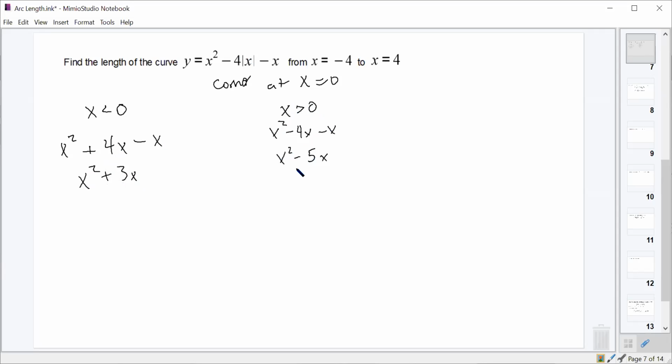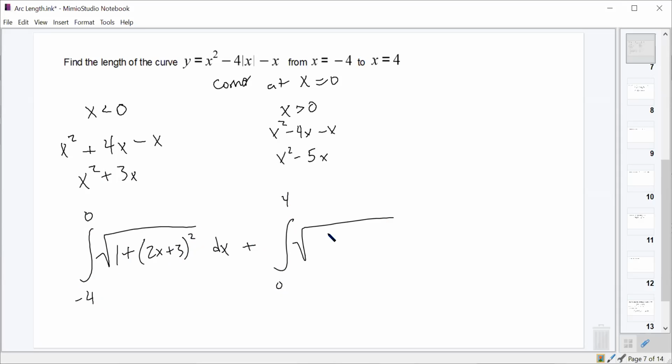And so we can take this one and just split it up into two different pieces. We'll go from -4 to 0 of the square root of 1 plus, and then what do we end up with here? The derivative of that's 2x plus 3. So 2x plus 3 squared dx, and then we'll add to that an integral from 0 to 4 of the square root of 1 plus 2x minus 5 squared dx. Everybody good with that?